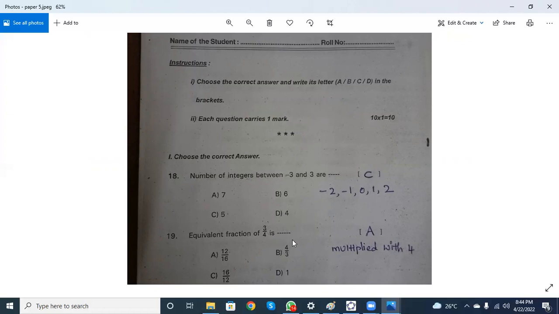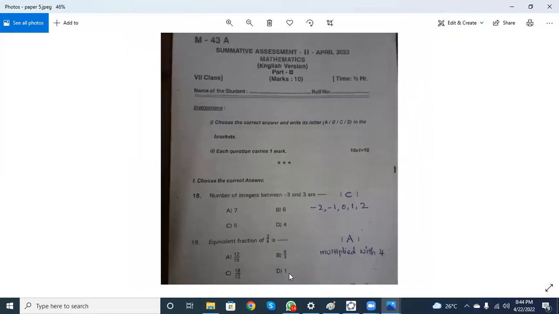Equivalent fraction of 3/4 is. So you can check the options here. The first option itself shows that when 3/4 is multiplied, we get 12/16. So this is option A. 4/3 is not an equivalent fraction, it's the reciprocal of this. 16/12, first of all, 16 is not a multiple of 3, so it's not an equivalent fraction. And of course, 1 is not an equivalent fraction of the given fraction.